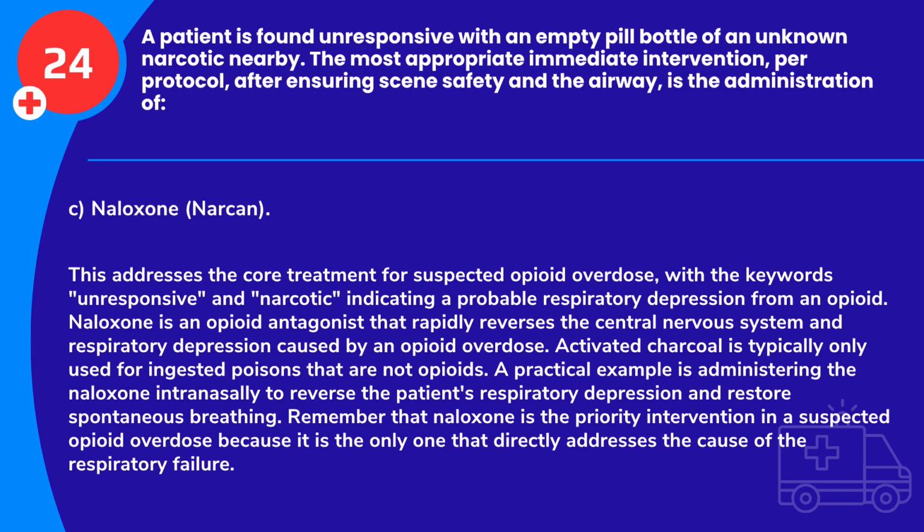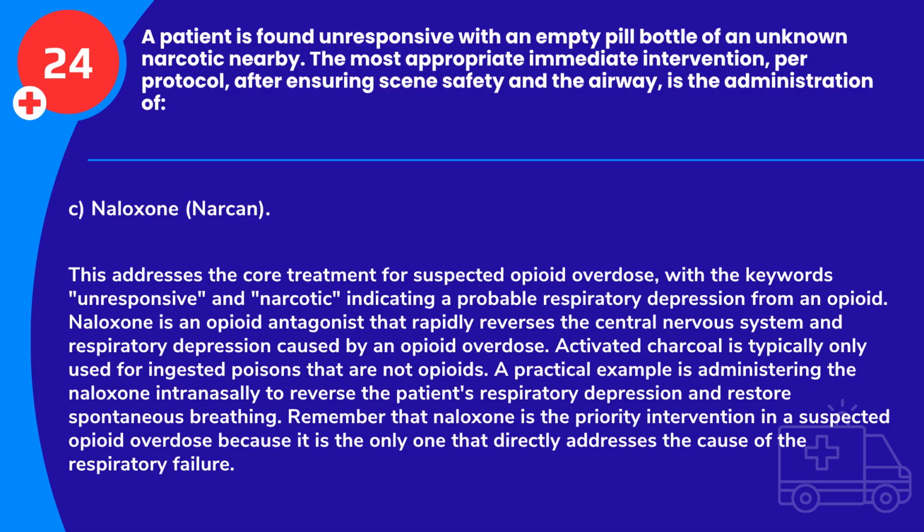Answer: C. Naloxone, Narcan. This addresses the core treatment for suspected opioid overdose, with the keywords unresponsive and narcotic, indicating a probable respiratory depression from an opioid. Naloxone is an opioid antagonist that rapidly reverses the central nervous system and respiratory depression caused by an opioid overdose. Activated charcoal is typically only used for ingested poisons that are not opioids.